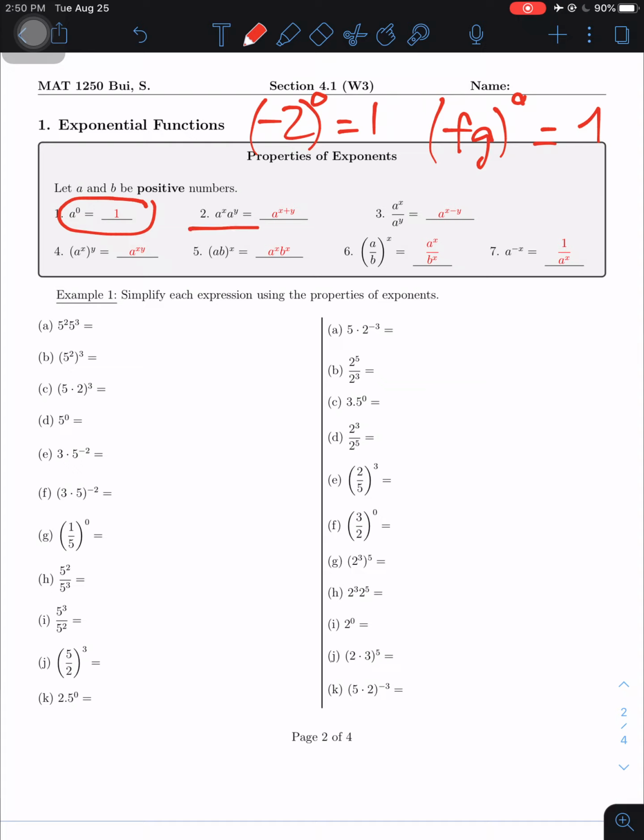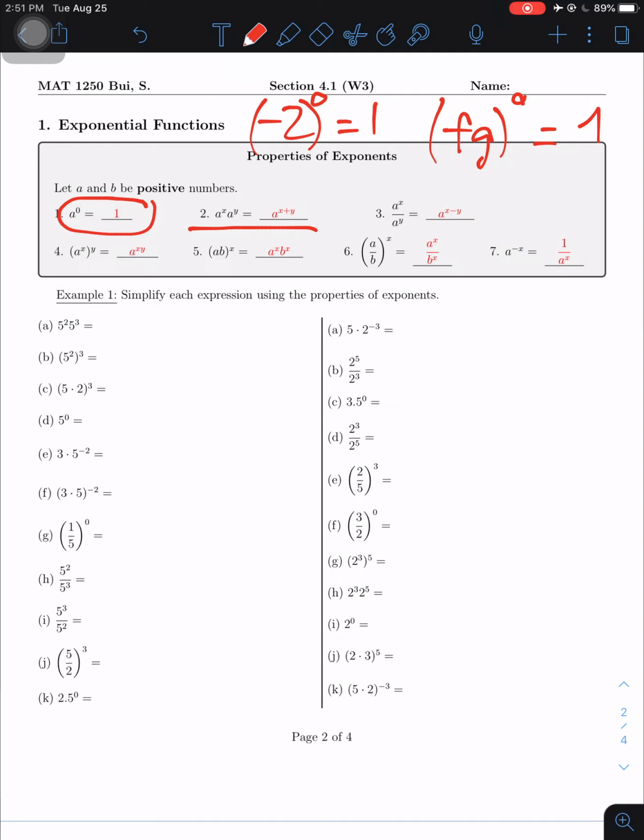Okay, number 2. If we have 2 terms in there, the first term is a to the x and the second term is a to the y, and we multiply them. If you see no operation between 2 terms, it means multiplication, right? So then you multiply them. What do we do in here? Because they have the same base, we're gonna add up the exponents of each other.